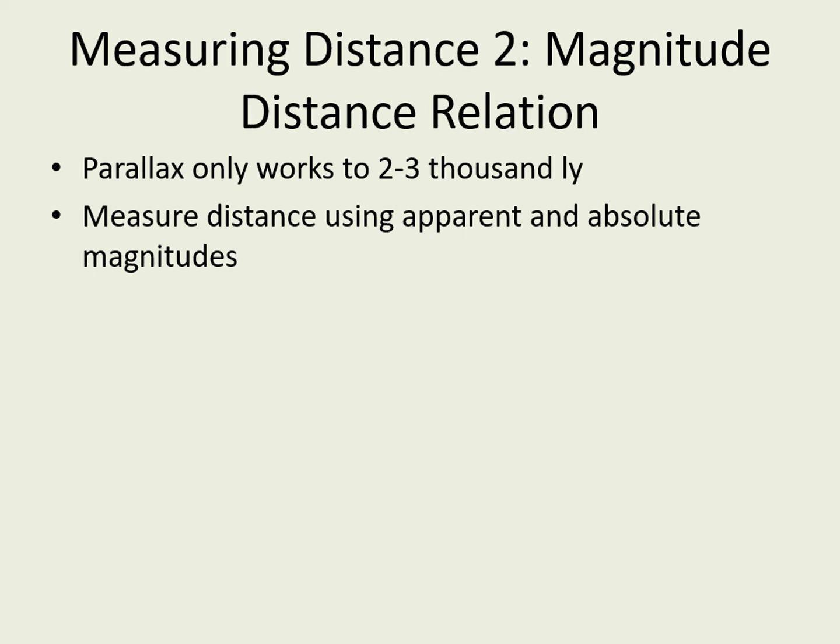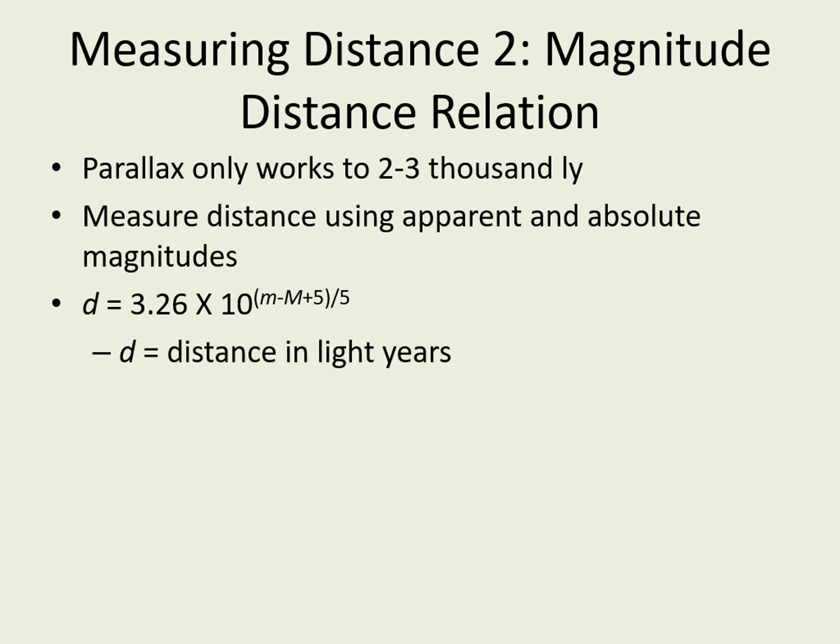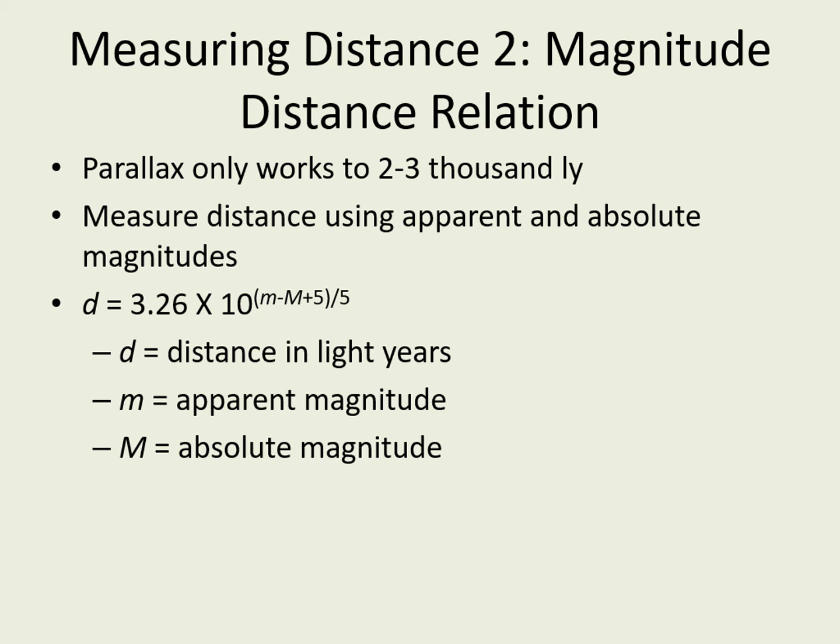Remember what we said earlier? Distance, luminosity, and brightness are all related to each other. If you know 2 of these, you can find the third. Since apparent magnitude is tied to brightness and absolute magnitude is tied to luminosity, we can use these 2 to get distance. Here's the formula that relates them. The distance in light years is 3.26 times 10 to the power of the apparent magnitude minus absolute magnitude plus 5, all divided by 5. I know it looks a little scary, but if you're careful, it's really quite easy to use. We'll do that in just a minute.